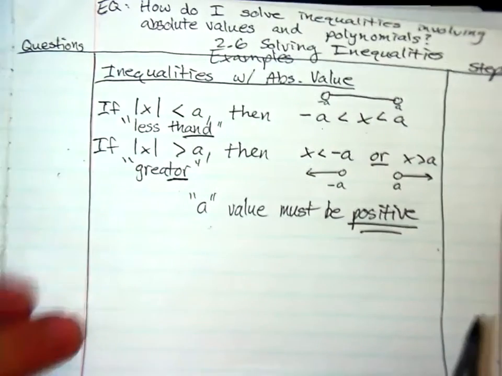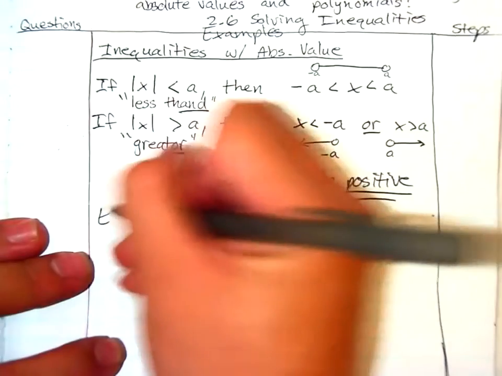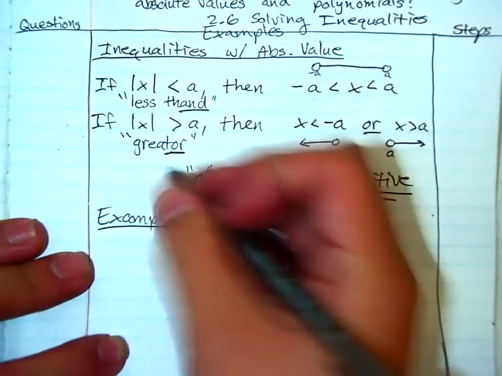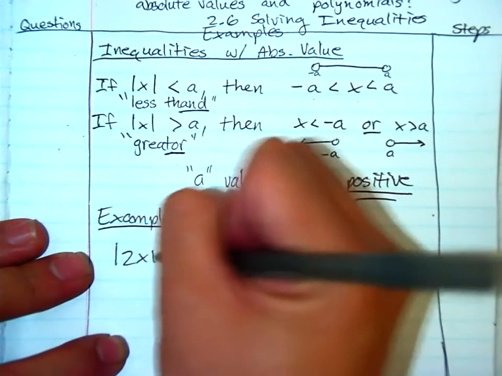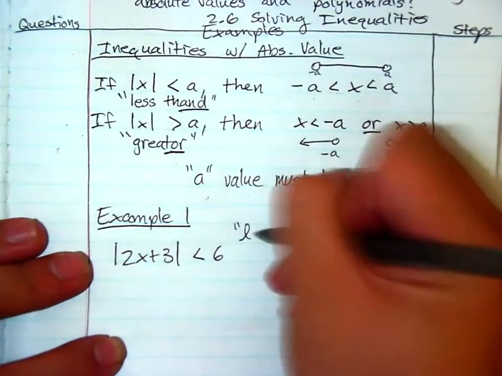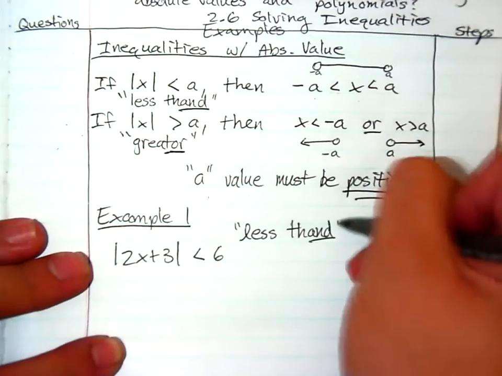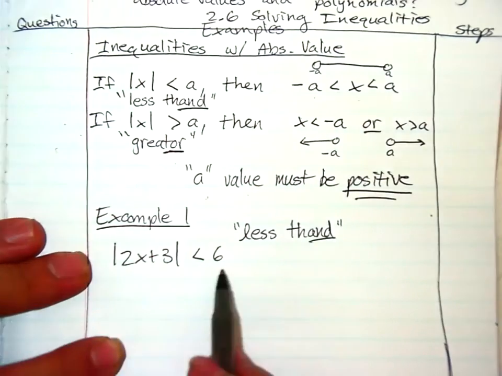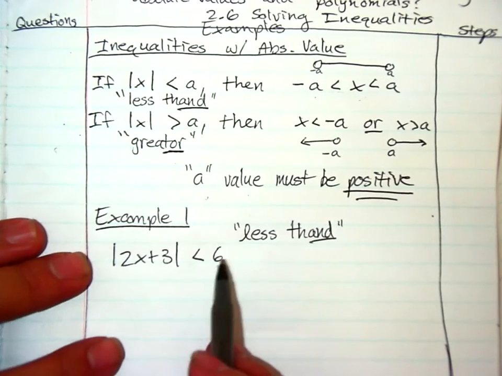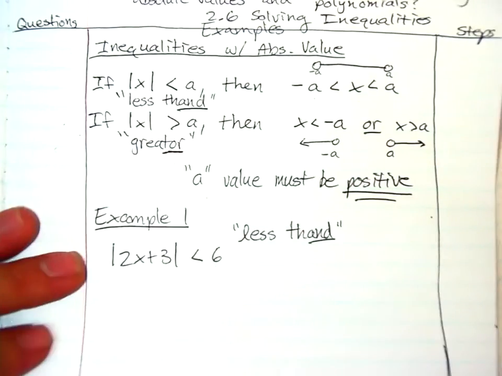All right? So with this set, let's go ahead and do example 1. So example 1, we have the absolute value of 2x plus 3 less than 6. So I'm going to make a note to myself. This is probably going to be a less than, thanks to the fact that I have a positive value for my constant and it is a less than statement, which means my answer will most likely look like this, but we'll go ahead and double check after we solve everything.